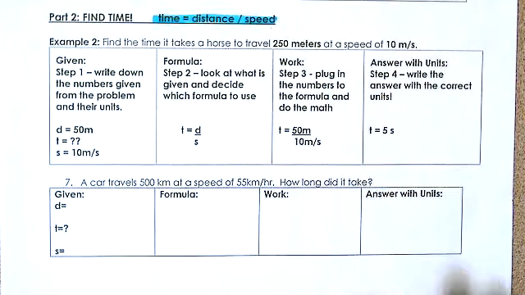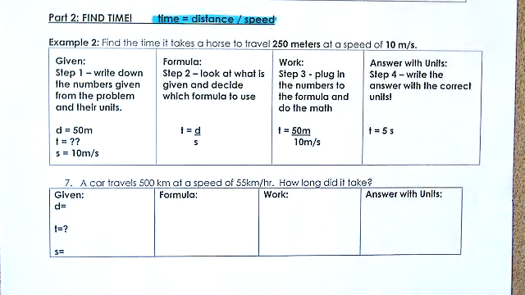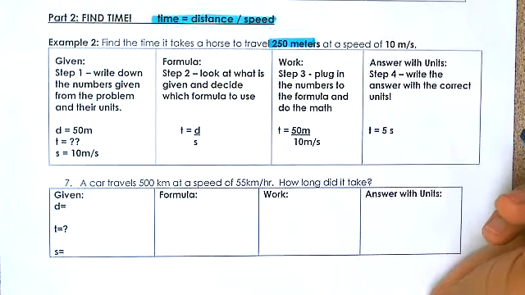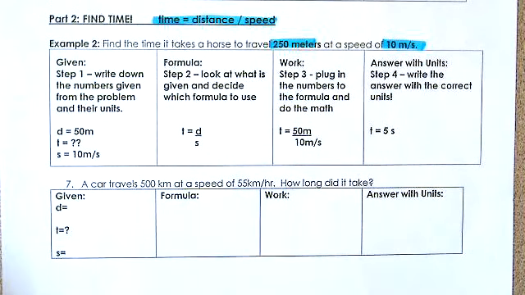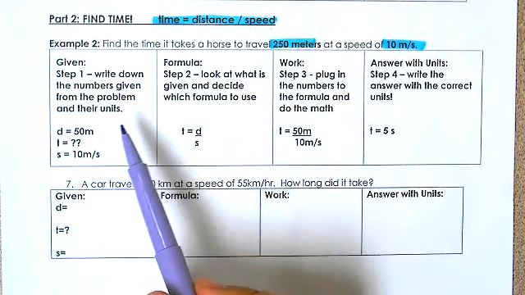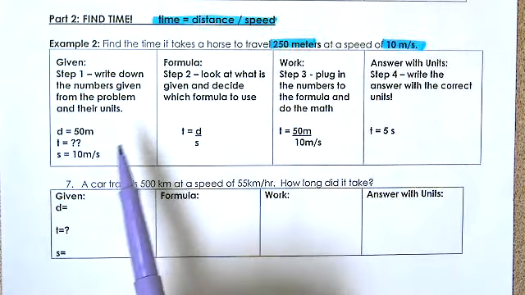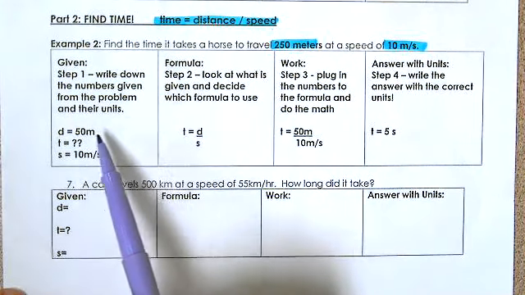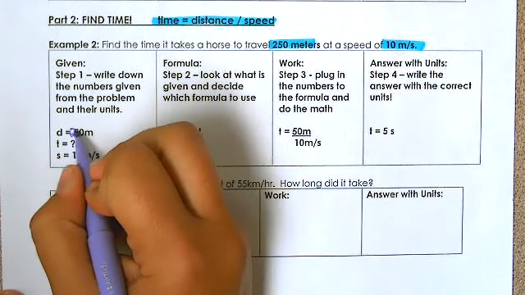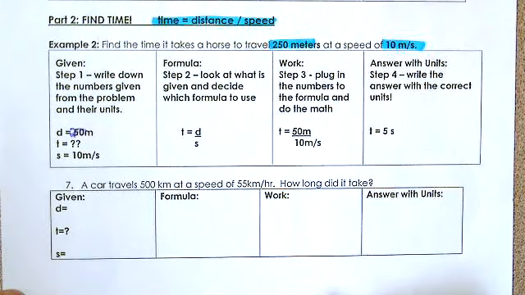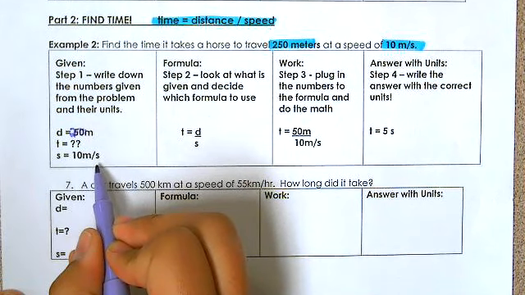The first thing we have here is an example problem. It says, find the time it takes a horse to travel 250 meters at a speed of 10 meters per second. So step 1, write down the numbers given to us in the problem with their units. We have 250 meters is the distance. We have a speed of 10 meters per second.